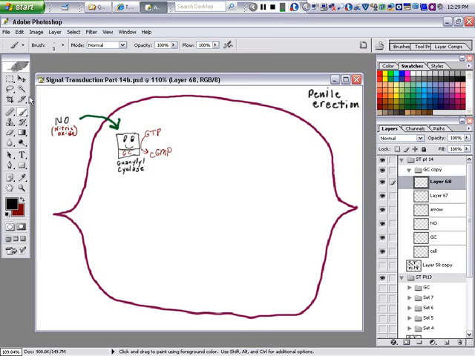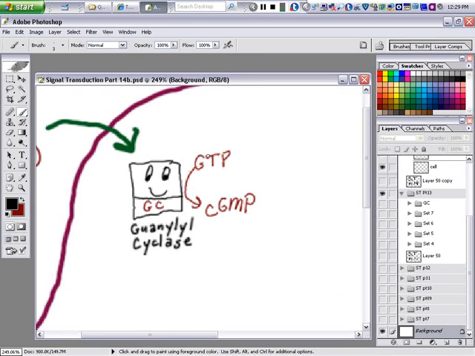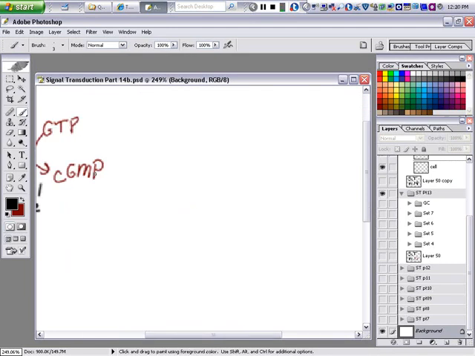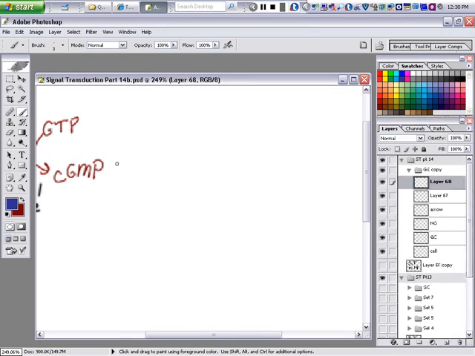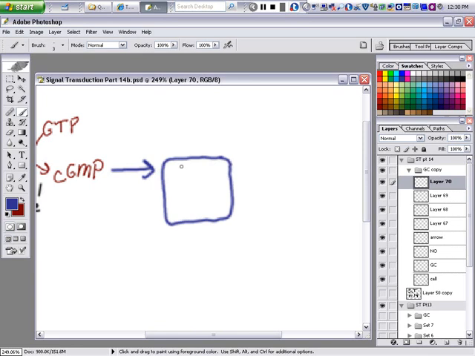We start this signal transduction cascade with a gas, nitric oxide, NO. The nitric oxide comes into those smooth muscle cells, and then it activates an enzyme, guanylyl cyclase. The guanylyl cyclase converts GTP into cyclic GMP. Now the cyclic GMP goes on to activate a protein, and this protein is going to be very happy that it's activated.